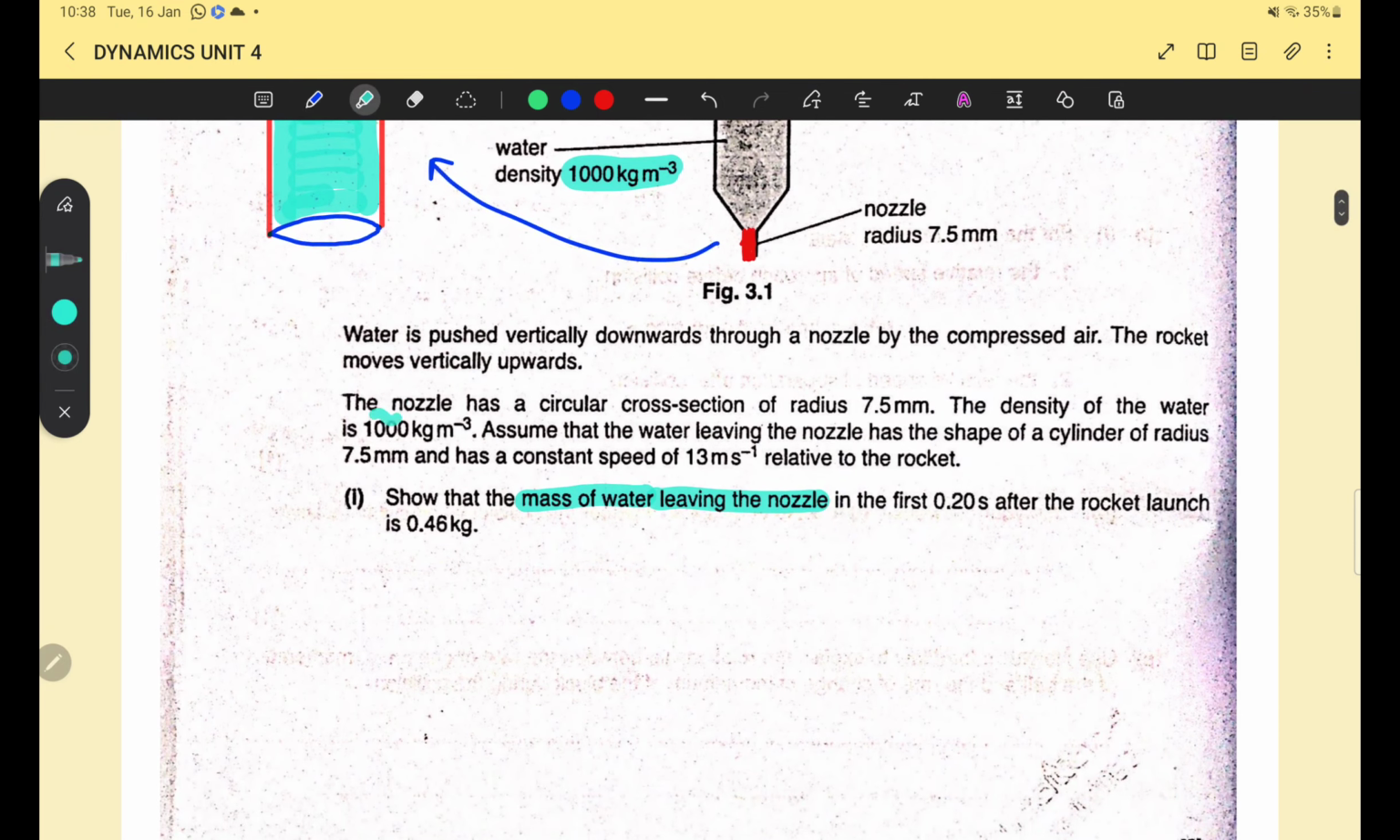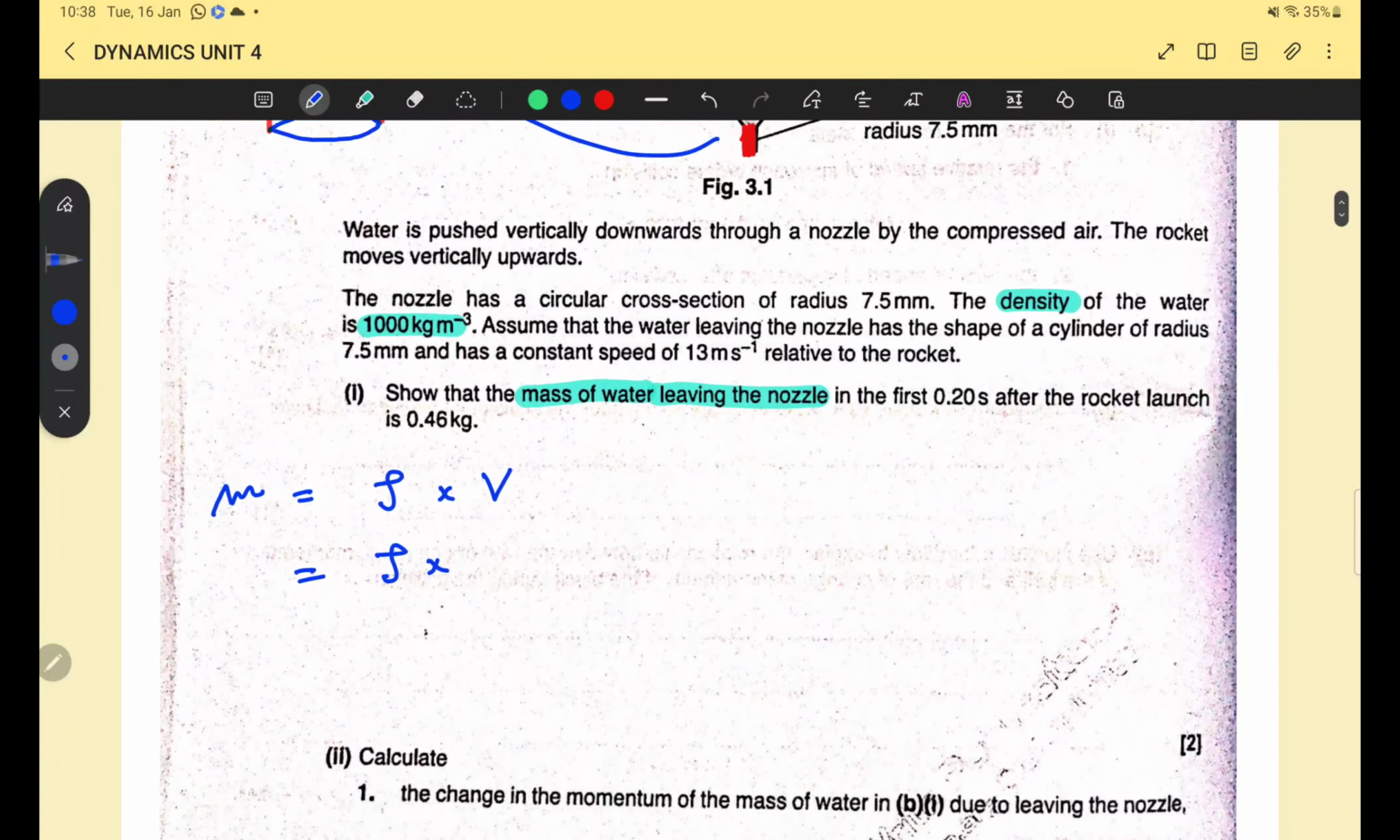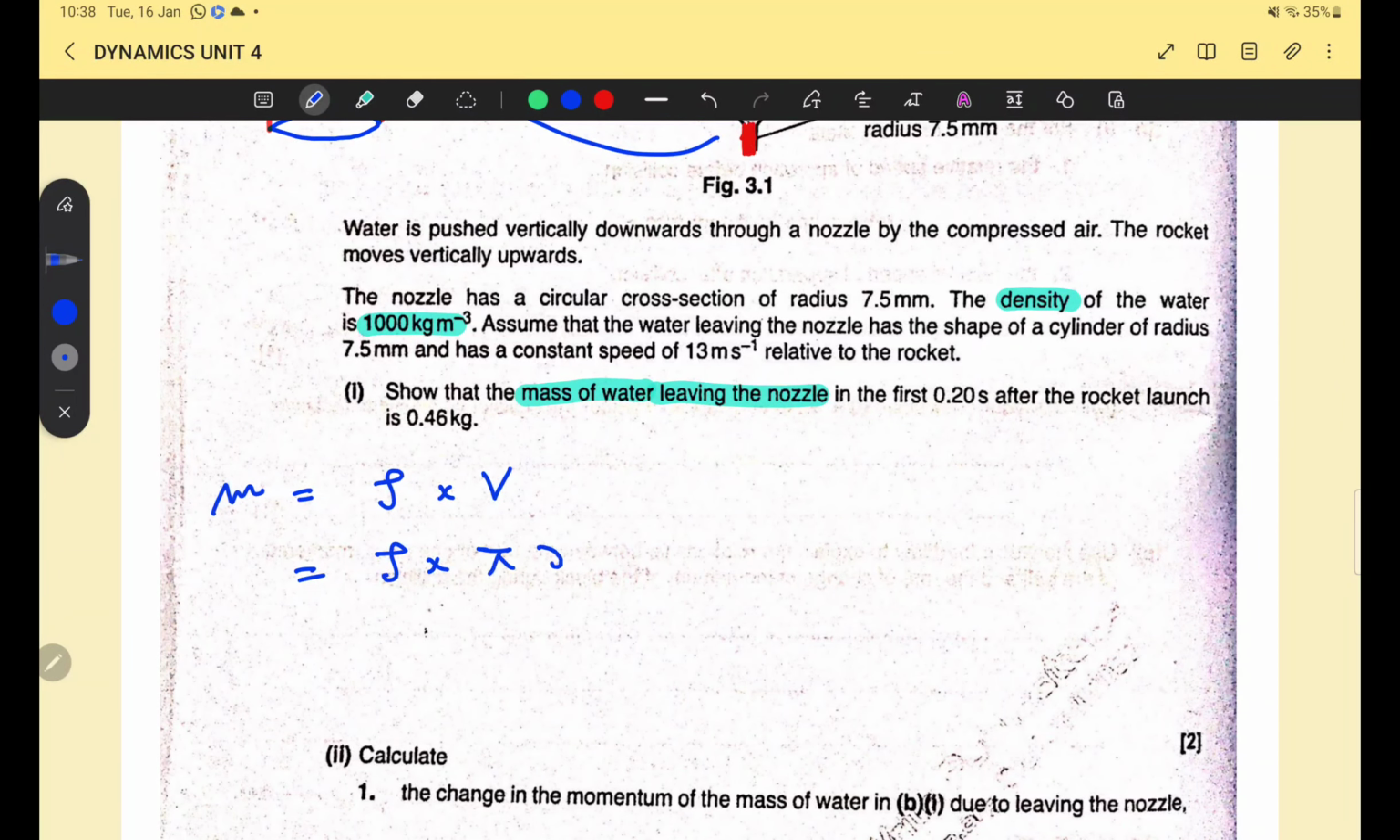We are given density as well. So I am writing again density equals mass per unit volume, or mass is the product of density and volume. Volume will again be the volume of a cylinder, and the volume of a cylinder will be pi r square L, and this L will be equal to velocity into time. Actually it is the length of the cylinder, the distance covered by the liquid.